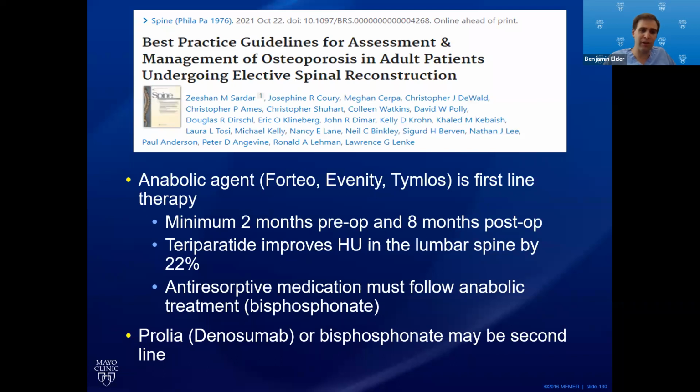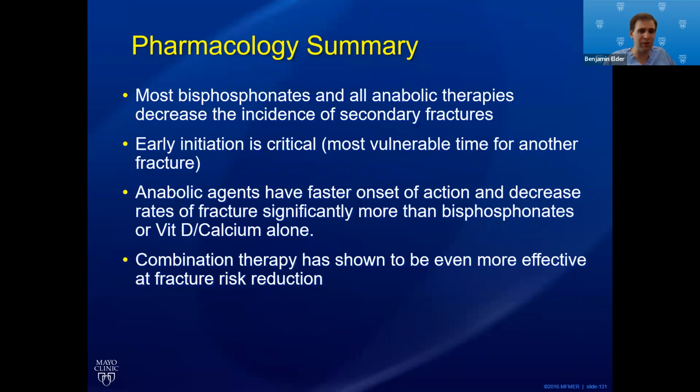And again, it's critical that an anti-resorptive medication follow the anabolic treatment, which is the bisphosphonates. Otherwise, you're going to lose all the bone you built up over about 6 months. And then Prolia or denosumab or bisphosphonates may be second line in those that don't tolerate the anabolic agents. So that should be the vast minority of patients.